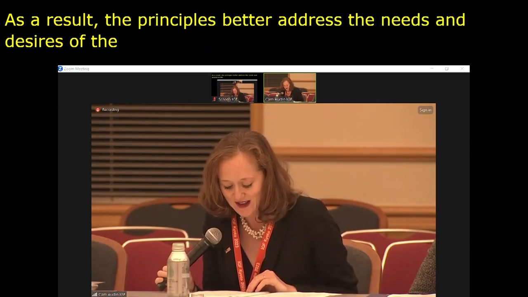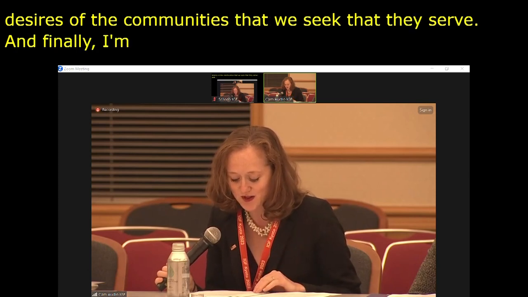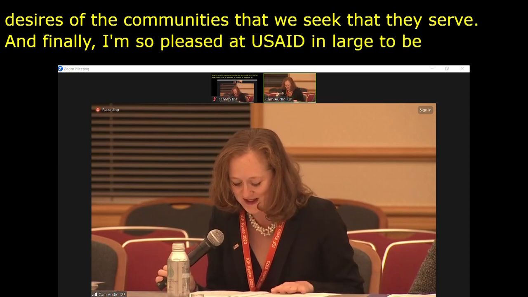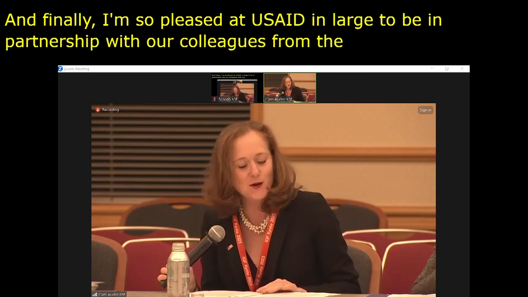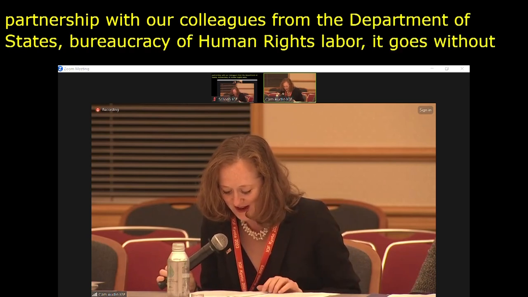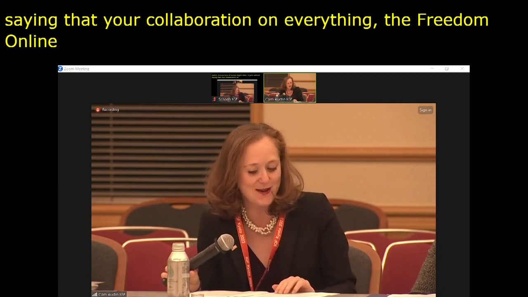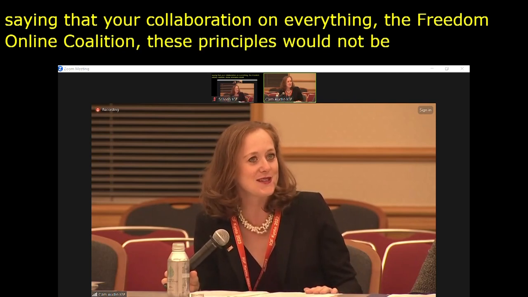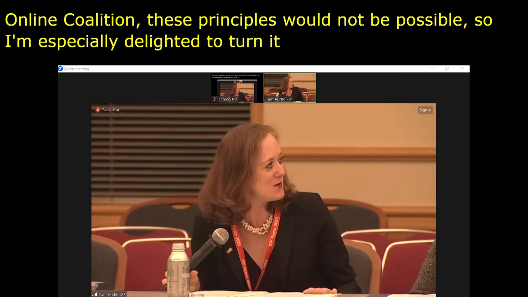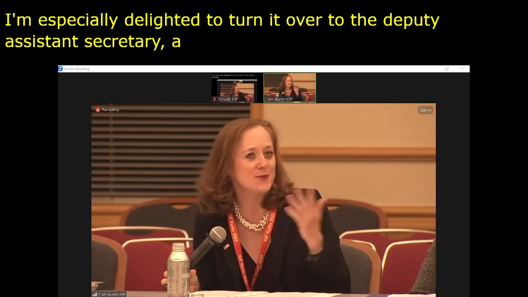And finally, USAID at large is pleased to be here in partnership with our colleagues from the Department of State's Bureau for Democracy, Human Rights, and Labor. It goes without saying that without your collaboration on everything with the Freedom Online Coalition, these principles would not be possible. So I am especially delighted to turn over to the Deputy Assistant Secretary at DRL, Allison Peters, a dear friend and colleague who has been working hand in arm with all of us to really enable these principles to come to life.